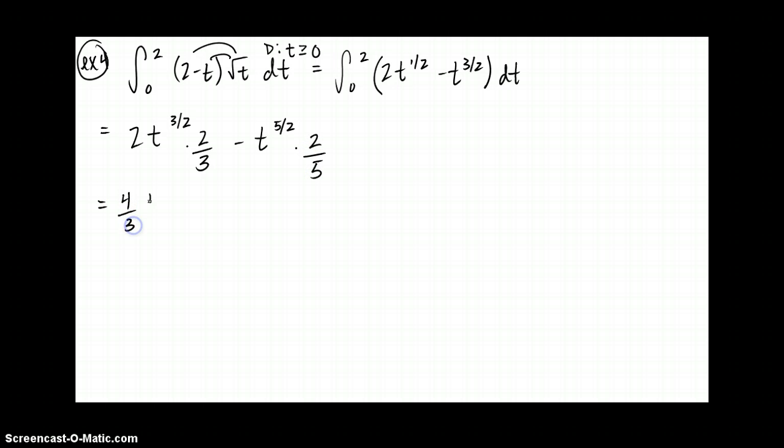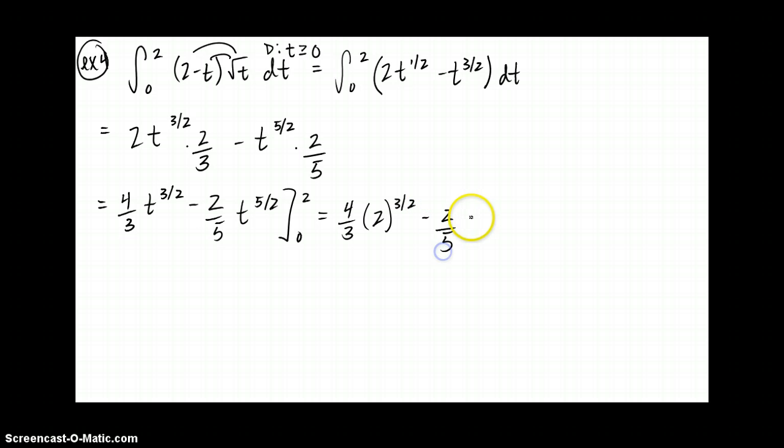So we have 4 thirds t to the 3 halves minus 2 fifths t to the 5 halves from 0 to 2. We like seeing a boundary of 0. Minus 2 fifths 2 to the 5 halves. So that's big F of 2 minus 0 when we plug 0 in. And you're going to hate this answer, but this is it.